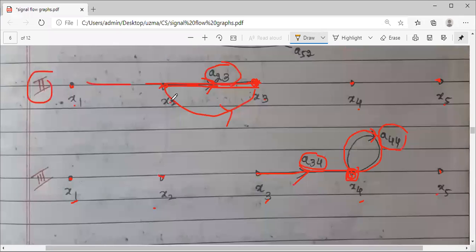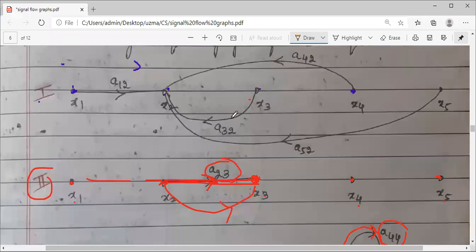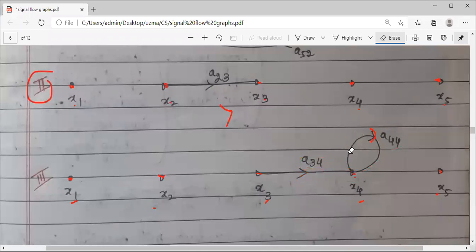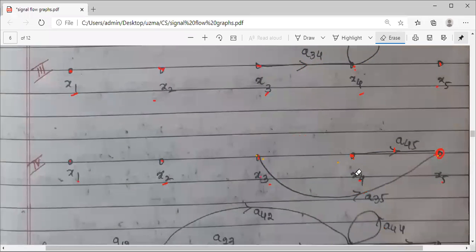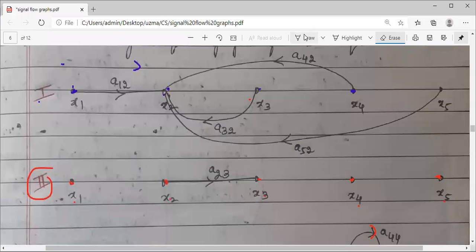So what I have done: 4 different equations, 4 different signal flow graphs I have drawn. Now, finally, I need to interconnect all these signal flow graphs which I have drawn separately. So what do you have to do in the last step? You need to club everything together and put your answer. So how will you do that? I think it is not visible in one screen. I need to scroll again and again.